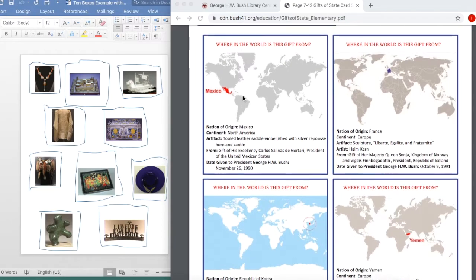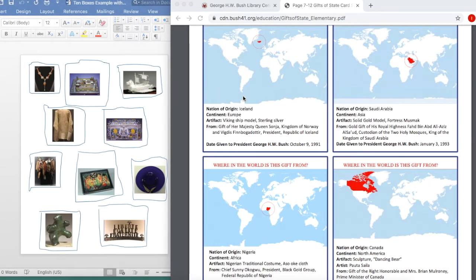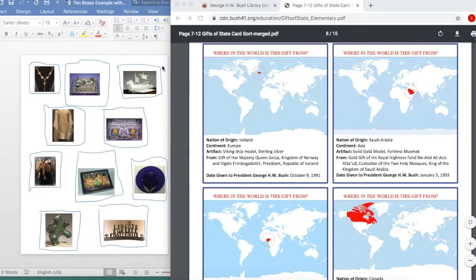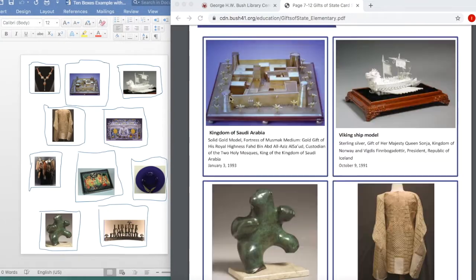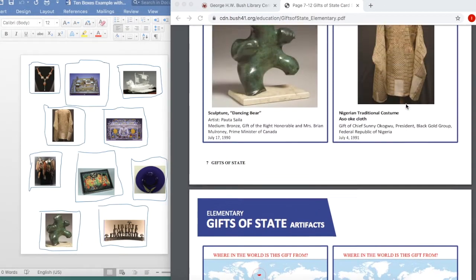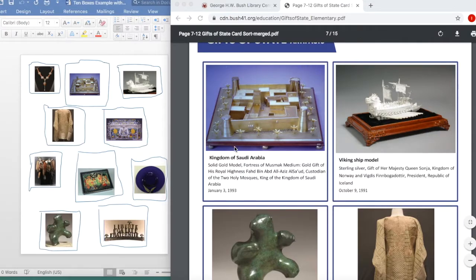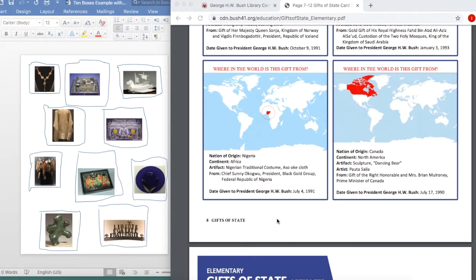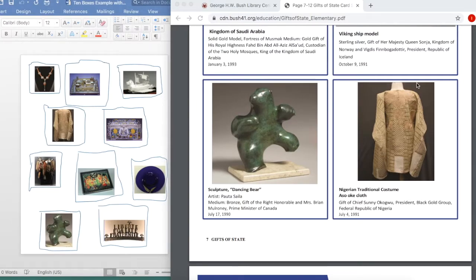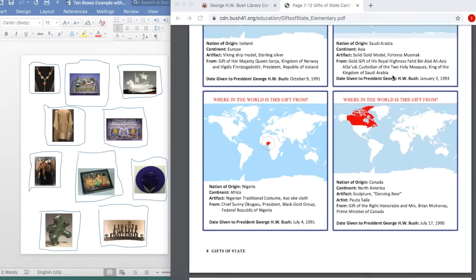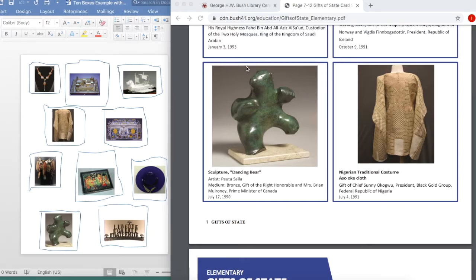And welcome back. All right, so I'm going to go map by map and help y'all identify just to make sure we all have the right answers. So first we have Iceland. So Iceland is going to be this figure right here, the Viking ship model. Saudi Arabia is going to be the Kingdom of Saudi Arabia gift in solid gold. Then we're going to have the gift from Nigeria. And that one is right here. It is the traditional costume. Then we have from Canada, the dancing bear right here.